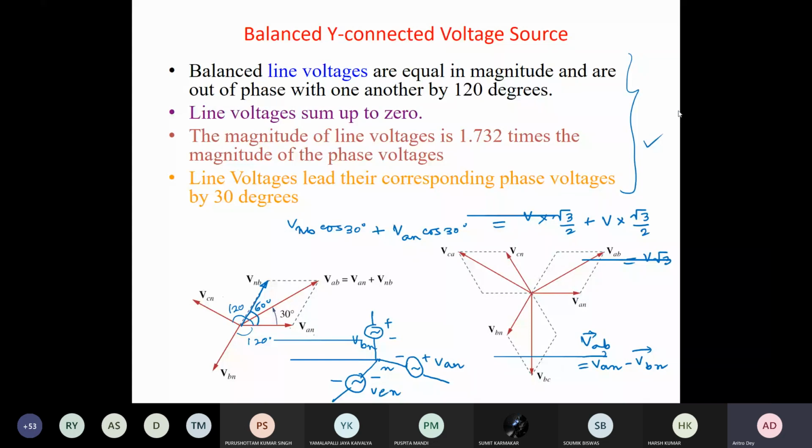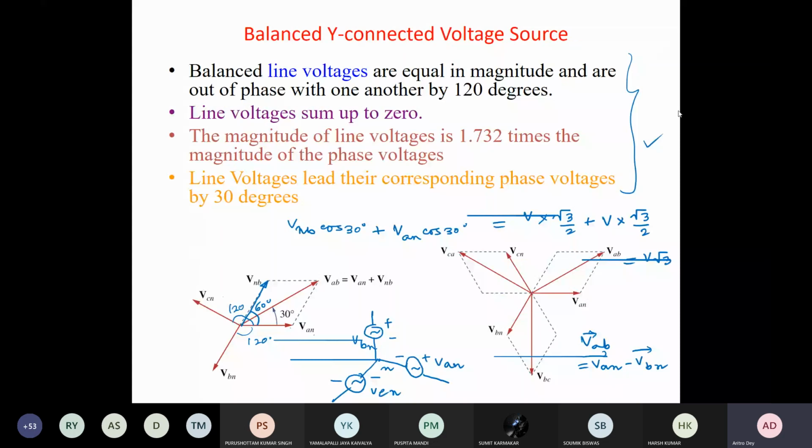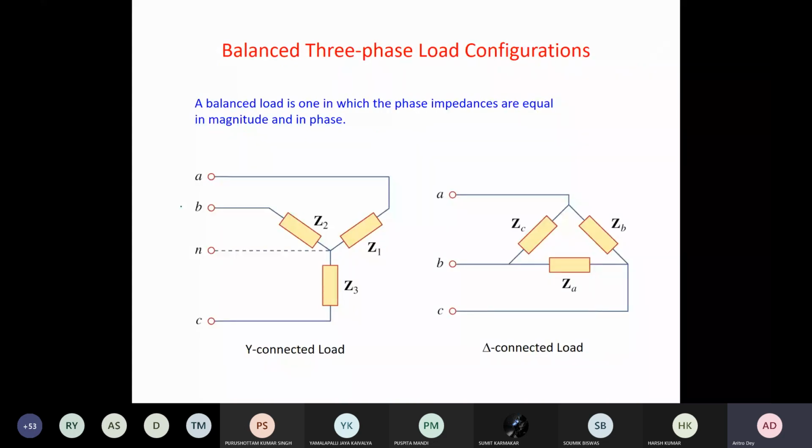For a star connected system, like I can show it here, say this is connected like this, and this is your neutral line. When there is an unbalanced load, we should connect this neutral line. Otherwise, there is no need to put this neutral line.